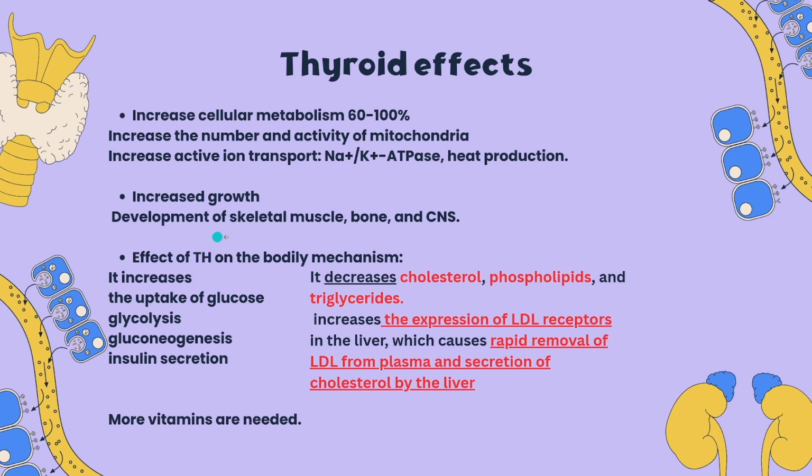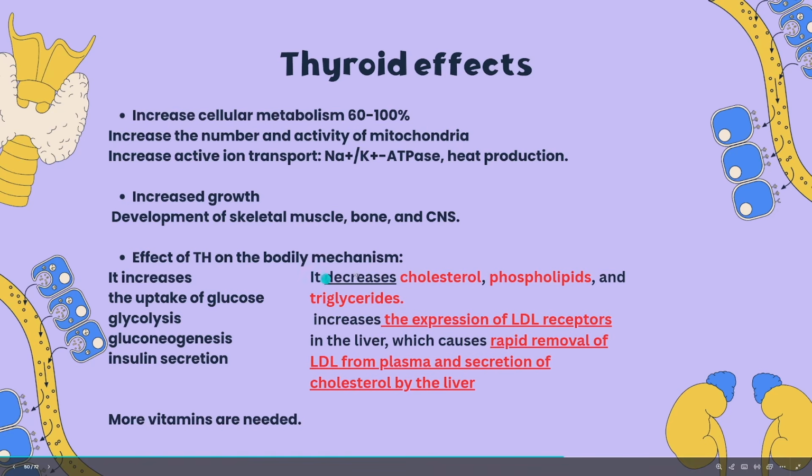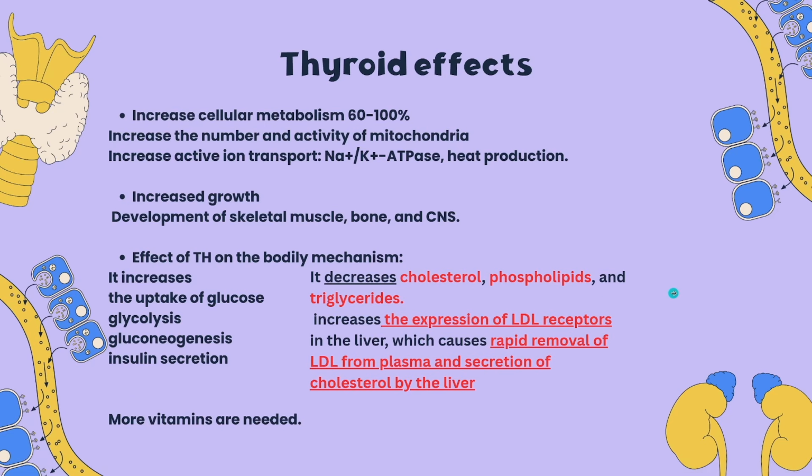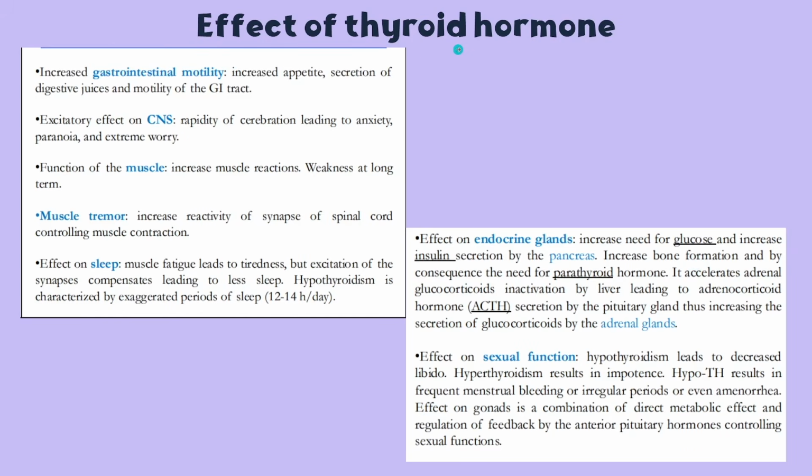And another thing I'd like to mention here: in the development of bones, we're gonna be using parathyroid hormone to work with us and help us in bone formation. Now it increases lipolysis, so we'll have less fat, less cholesterol, less phospholipid, less triglyceride, and we'll have an increased expression of LDL receptors, which is going to help us remove LDL from the plasma, and secretion of cholesterol by the liver is going to also be decreased. We're gonna need more vitamins to make these enzymes, to keep the enzymes functional. Enzymes need vitamins. Here we have the effect of thyroid hormone.